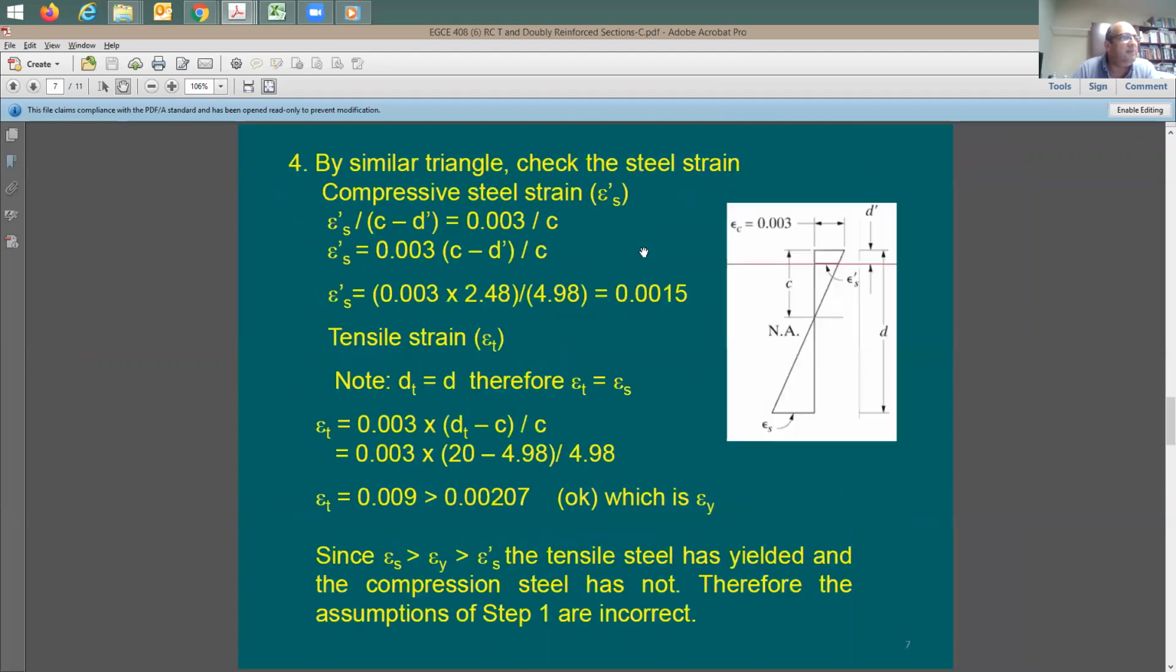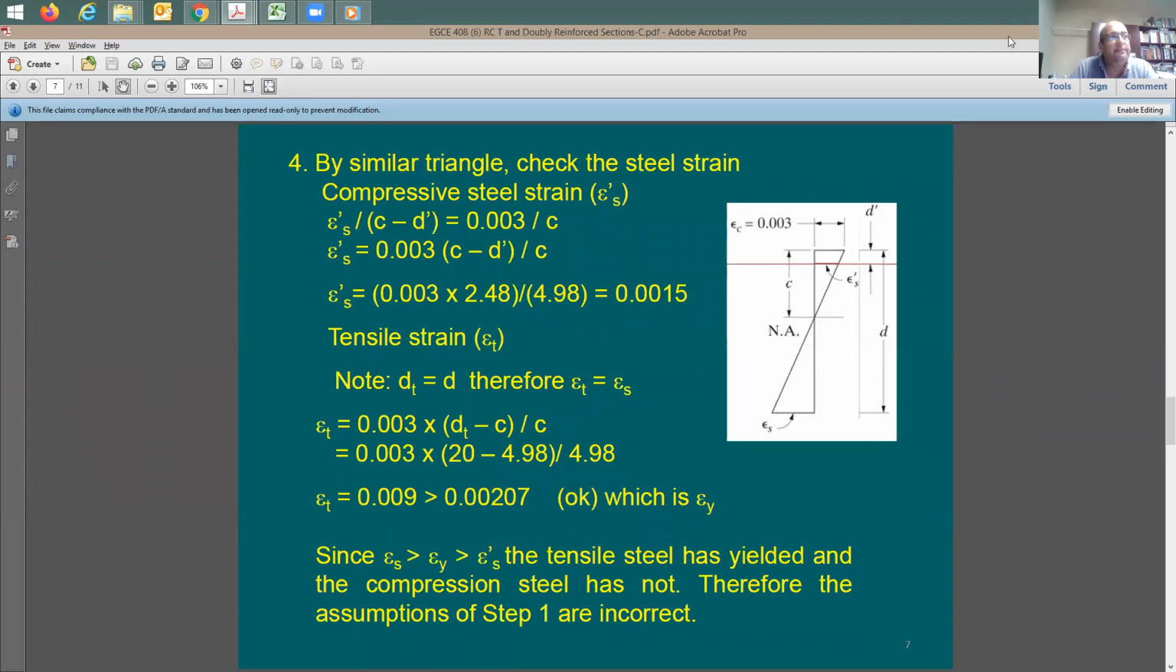So let me show you what I'm talking about. Like in here, you see this? Just do it in a very quick spreadsheet so you don't have to think about it every time. It's going to get here the strain in the compression steel, the strain in the tension steel. So once you have C, all you need is C and D prime. Once you have C and D prime, figure out the strain in the compression steel and tension steel. Quick.